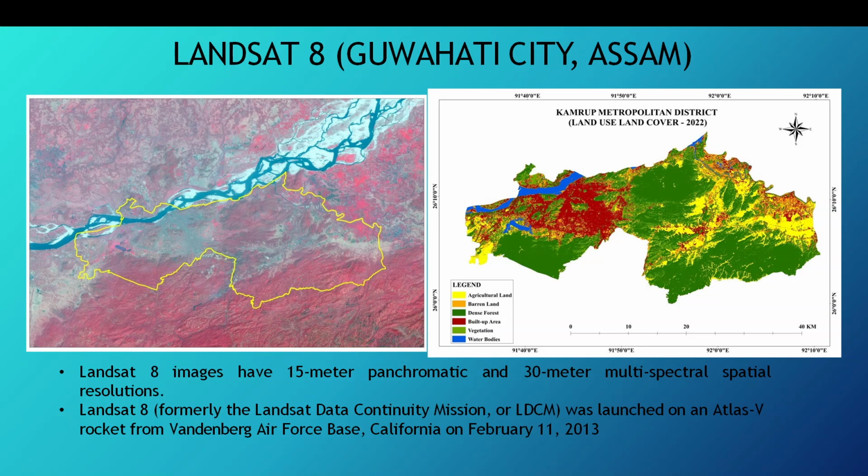Continuity Mission, launched on February 11, 2013 aboard an Atlas V rocket from Vandenberg Air Force Base in California. It provides high resolution satellite images with a 15-meter panchromatic band and 30-meter multispectral band for detailed land cover analysis, and is free of charge. So you can download it from the USGS website freely.